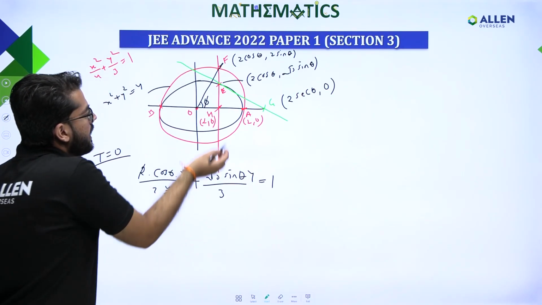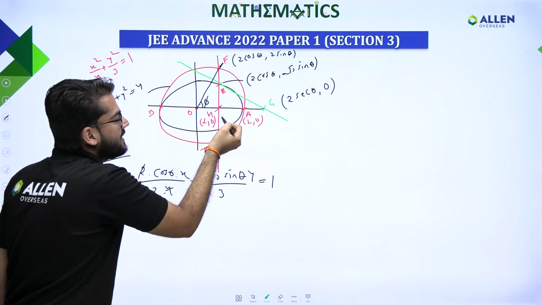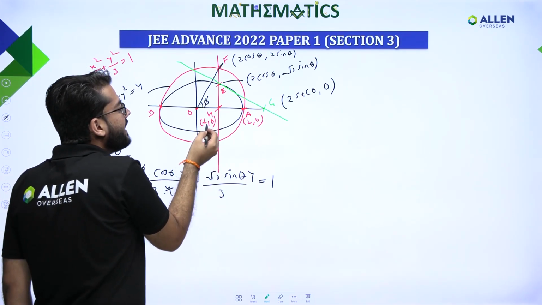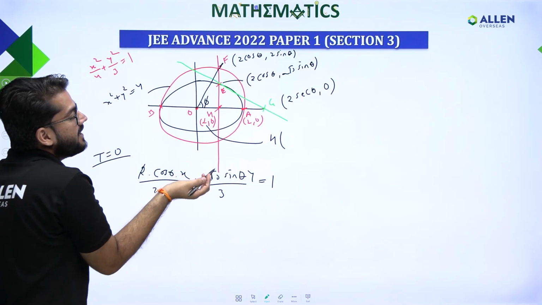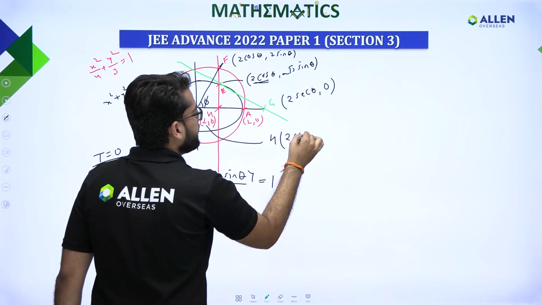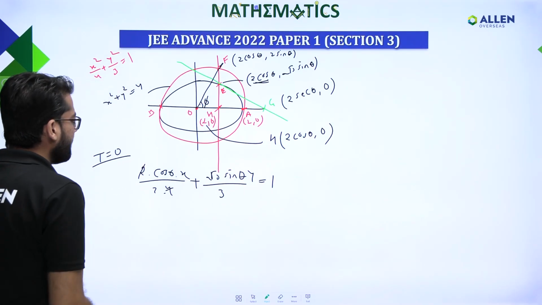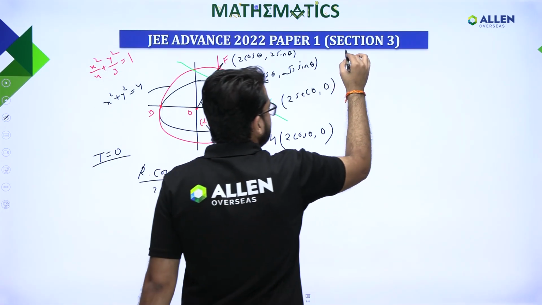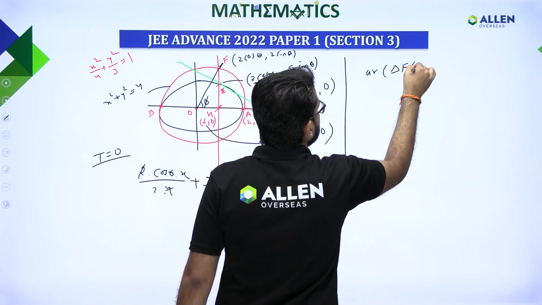Now, if we think about the area of this FGH, we need to find GH also, right? And GH we can easily find because H we have alpha comma 0, and alpha is the point 2 cos theta comma 0. Now, the question is very easy. First we need to find the area of this triangle FGH.